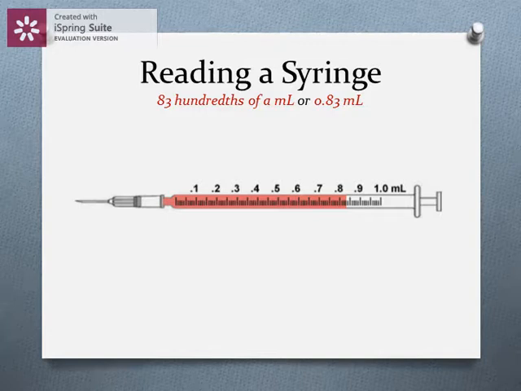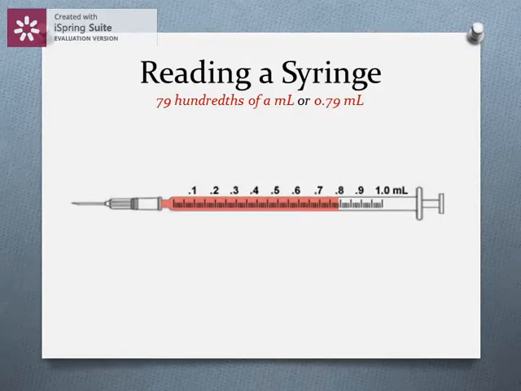In the same regard, here I am looking for 83 hundredths of a milliliter, and so you can see just 3 steps to the right above 0.8 is my 0.83 milliliters. Same idea with 0.79 milliliters. We can see we're 79 steps into our syringe of 1 milliliter.